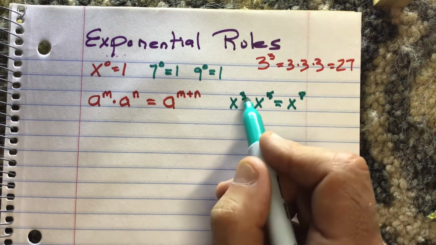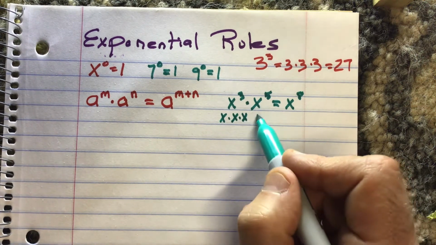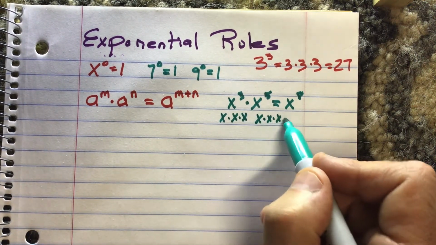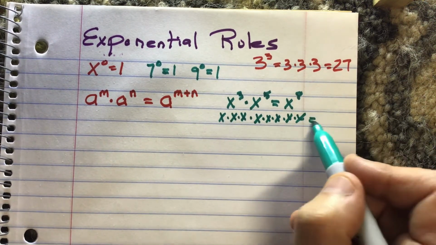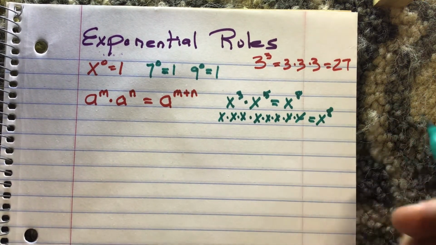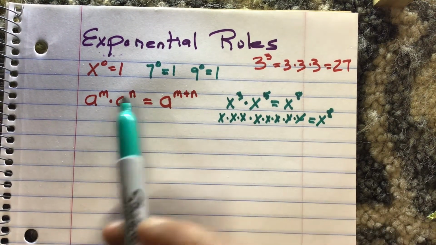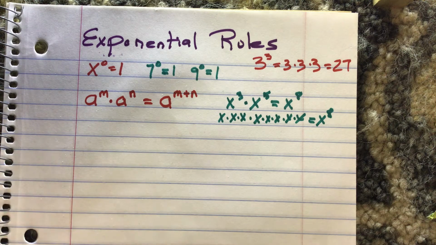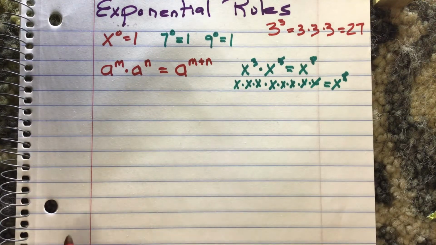The reason for that is x to the third means x times x times x. X to the fifth means x times x times x times x times x. And if you multiply that all up, you would get x to the eighth. So you add the exponents when you have the same base. So a to the m times a to the n equals a to the m plus n. That's the second rule.